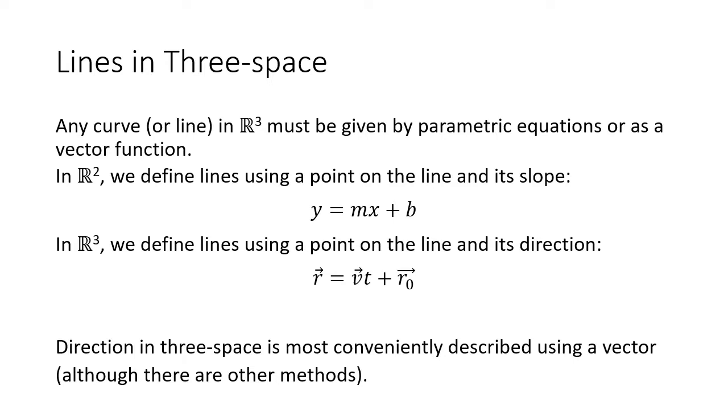Now, any curve or line in R3, like I said, has got to be given by parametric equations or as a vector function. Any curve or any line has got to be given that way. And again, you're going to see the reason for that is that if we don't do it as a parametric equation or as a vector function, we end up with a surface, because any combination of x's, y's, and z's are actually going to relate together in a slightly different way. Something we're going to talk about very soon, when we talk about functions of two variables. But let's not get too far ahead of ourselves.